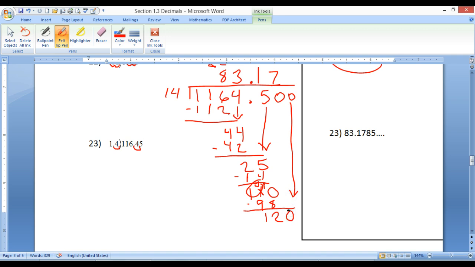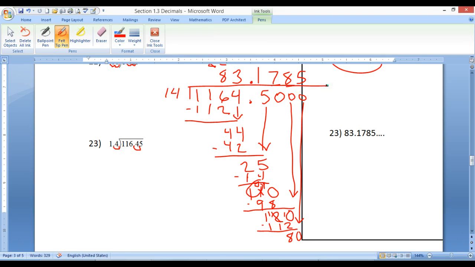Now I need 14 to go into 120. So this one again, it's only going to be 8. 8 times 14 was 112. Subtract gives me 8, if you're comfortable with that. 20 minus 12 is 8. If not, go ahead and borrow. Okay, so I can give myself another 0. Bring it down. 14 goes into 80. 14 times 6 is 84, so that's a little too high. So we need to do 14 times 5.